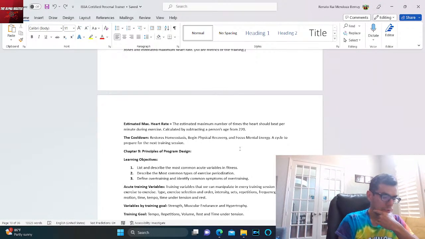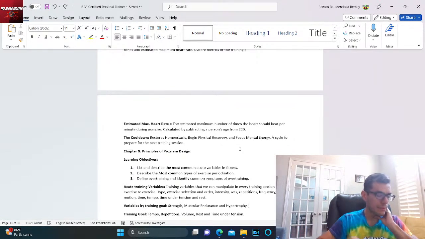For the training goal strength, you have a tempo of 2-0-2-0. Repetitions from 1 to 5. In volume, 3 to 5 sets. In rest, from 1 to 3 minutes. And time under tension, less than 20 seconds.